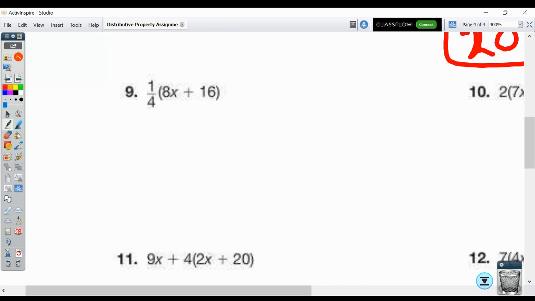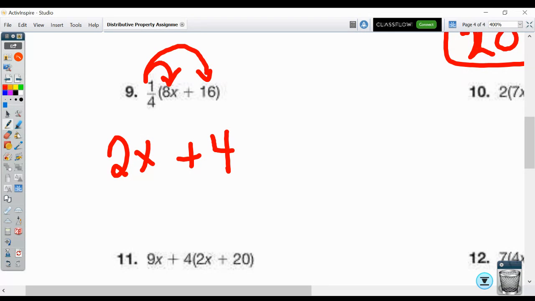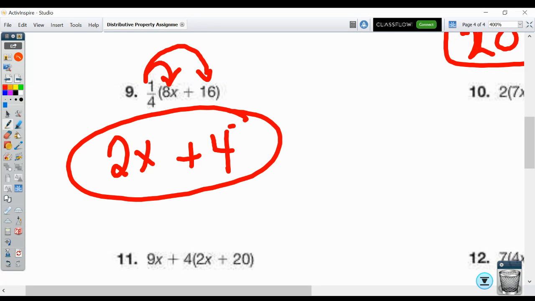Next problem has fractions, but again, it's the same. We know how to multiply fractions, so it shouldn't be an issue. If I take 1/4 times 8, remember fractions mean divide, so this is 1 times 8 divided by 4. Well, 8 divided by 4 is 2. So this is going to give me 2x. And then I draw my second arrow. 1/4 of 16 is 16 divided by 4, which is 4. So my answer is this.